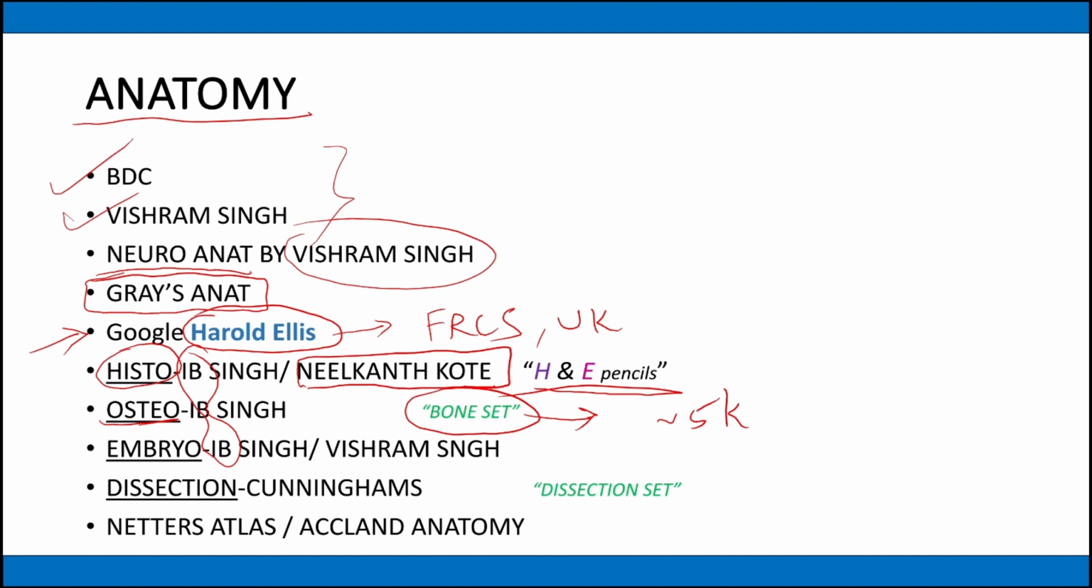During dissection, usually Cunningham's is the standard, but many colleges will provide their own dissection books. I guess it's better to follow whatever the college is saying. Otherwise, Cunningham is a very good standard book. Netter's Atlas. It's very important to use an atlas during anatomy years when you are studying anatomy. Netter's is a very good atlas. There are other atlases in the market, but Netter's diagrams I found to be helpful.